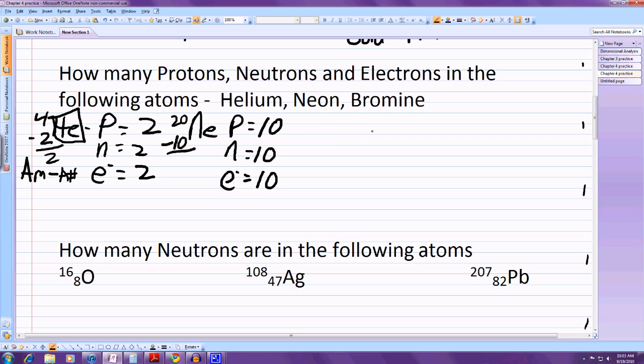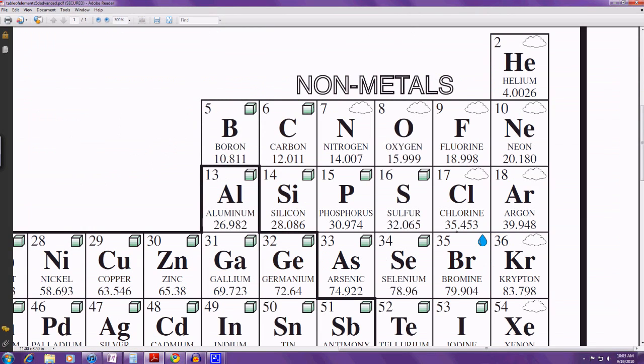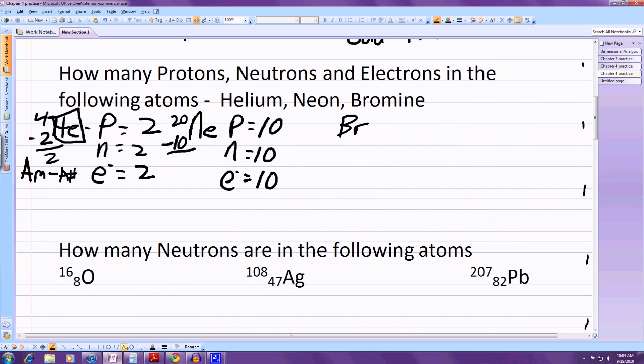Alright, so let's do our last one here, bromine. Need to look at the periodic table again. Bromine has 35 and 80 as its numbers, because 79.9 rounds up, the 9 rounds up the other 9. So that's 35 and 80, or in this case, if we're writing in shorthand, 80 and 35. So protons, neutrons, and electrons.